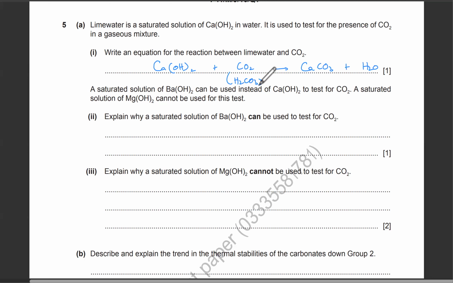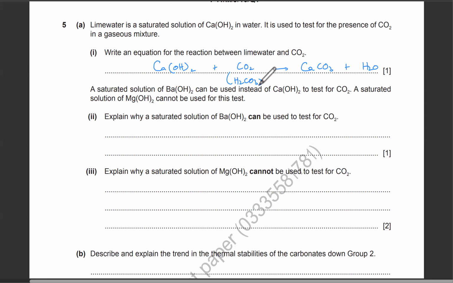Explain why a saturated solution of barium hydroxide can be used to test for carbon dioxide. The reason it could be used is that you're going to get barium carbonate, which is also insoluble like calcium carbonate. The reason calcium hydroxide was used to test for carbon dioxide was that you would get a white precipitate of calcium carbonate. It will turn lime water milky, right? Because calcium carbonate was insoluble. With barium hydroxide, you're going to get the same thing: barium carbonate, which is also insoluble. So you're again going to get a white precipitate.